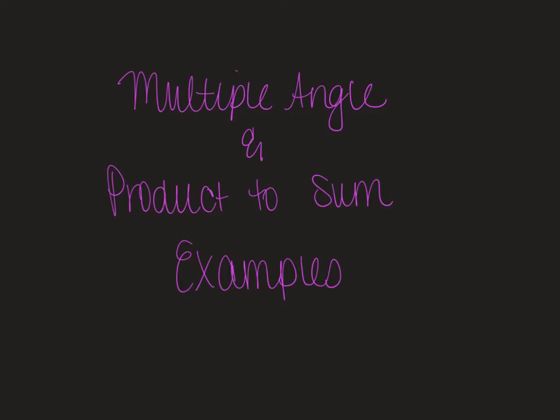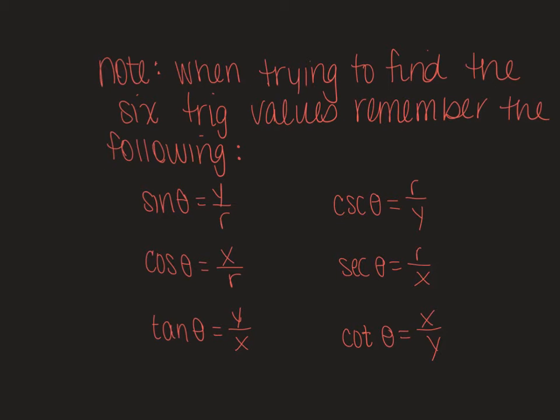All right, so this will be a couple examples from your work from this week, the multiple angle and product of sum identities. You have a couple problems on that problem sheet. This goes along with them. I have a couple examples from that sheet specifically, and then one's very similar to it. So let's talk about a little note first.